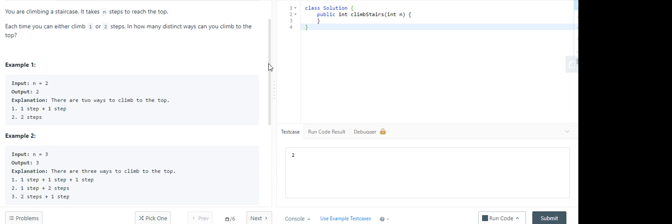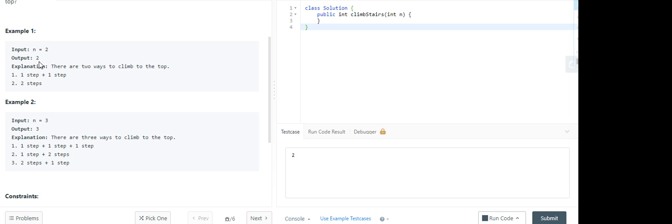Let's look at example 1. Input n is equal to 2. Output is 2. Explanation: there are 2 ways to climb to the top. 1 step plus 1 step, or 2 steps. This is because you are at a staircase, and at a time you can take only 1 step, which means you will just jump 1 stair and then you will jump another stair. So 1 step plus 1 step, this is one way. Otherwise, since the problem says that you can jump 2 steps at a time, you will be jumping the 2 stairs at a time, right? So there are 2 different ways by which you can reach the top.